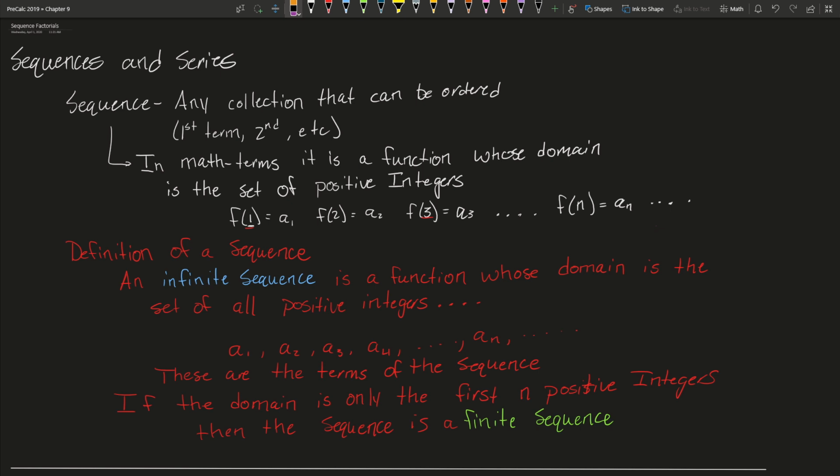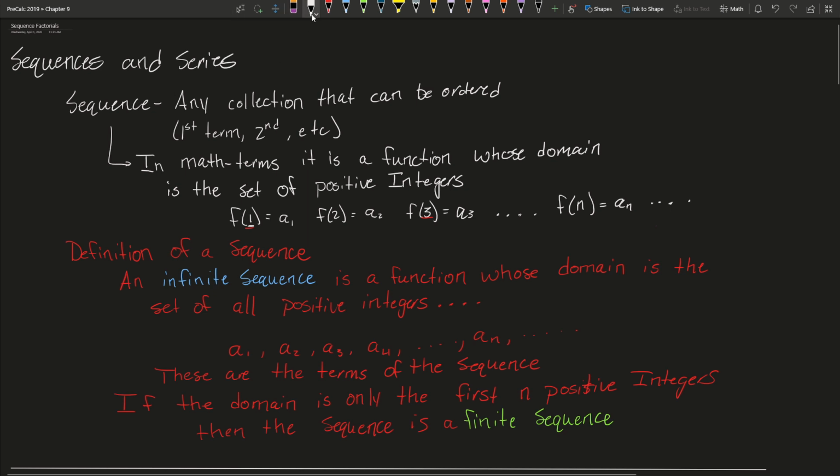So we're going to spend most of the time talking today about sequences and series, which is really the foundation of what we will have to do coming up in calculus, and even later than that if you plan on doing anything with any remote math involved. So a sequence is just any collection that can be numbered. There's a first term, a second term, a third term, and so on. Anything that can be ordered in any way. In math terms, it is a function whose domain is the set of positive integers. All that means is it's able to be numbered.